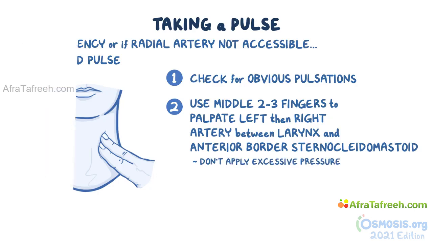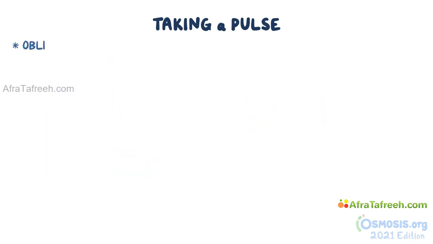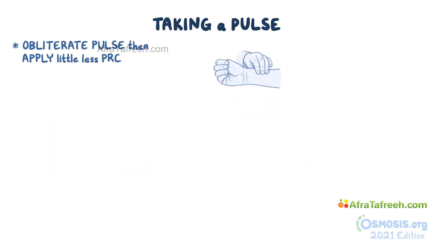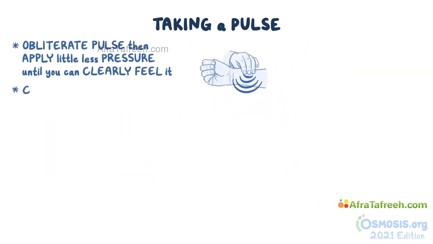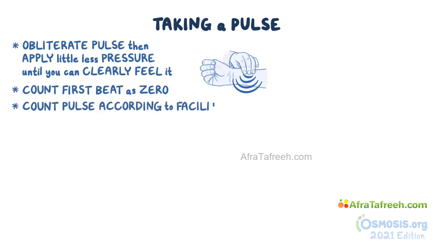In both cases, make sure to press firmly to obliterate the pulse and then apply a little less pressure until you can clearly feel it. Count the first beat you feel as 0. The second beat is 1, the third beat is 2, and so on. Count the pulse according to your facility policy.